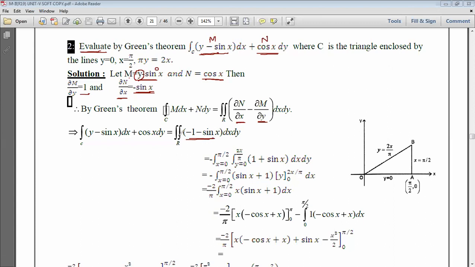Now we need to find the limits. For getting the limits, what are the lines they give? They said y is equal to 0. So y equal to 0 is nothing but the x-axis, right? So this is y equal to 0. Clearly, let us draw the curve. See here, y is equal to 0. And next, the line x is equal to pi by 2, which is parallel to the y-axis. So this is x equal to pi by 2.